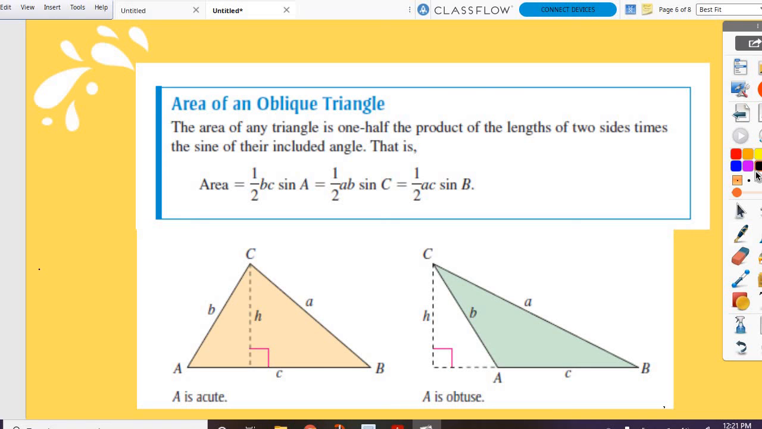Does that make sense? Now, you don't have to have this memorized. I will give it to you on your test. You just have to know how to use it. But like I said, it's always going to be the two sides and then the sine of the angle in the middle times 1/2.